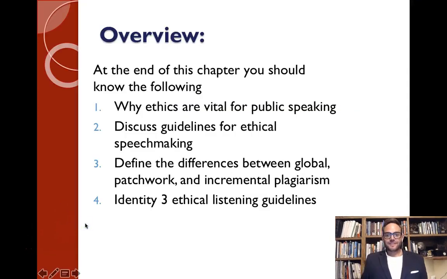At the end of this chapter, you should know the following: why ethics are vital for public speaking, the guidelines for ethical speech making, the differences between global patchwork and incremental plagiarism, and of course three ethical listening guidelines. So overall, this chapter focuses on the ethical standards expected of you as a speaker in terms of developing and presenting a speech.